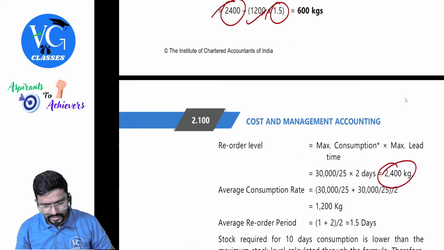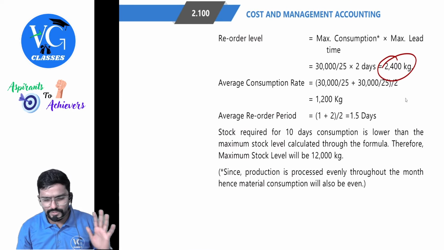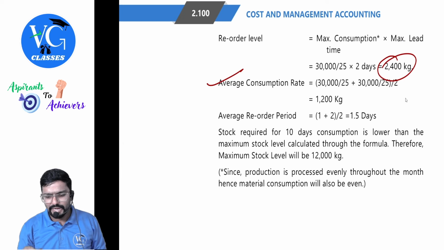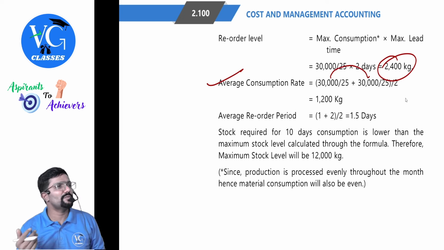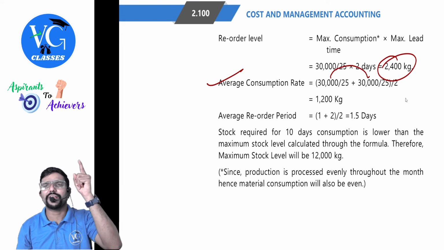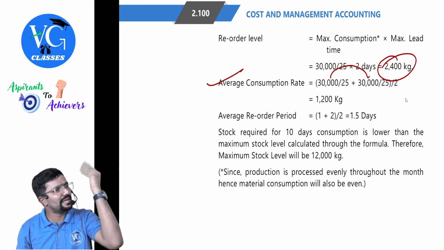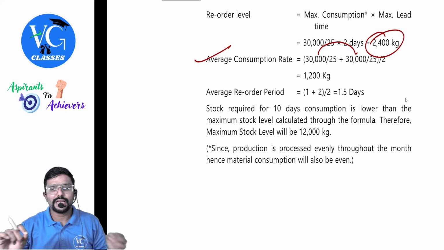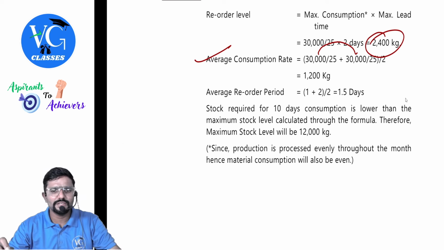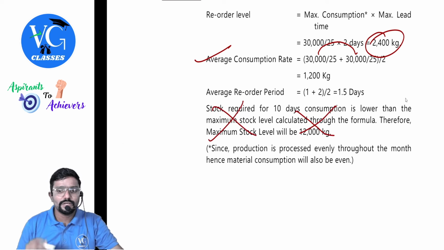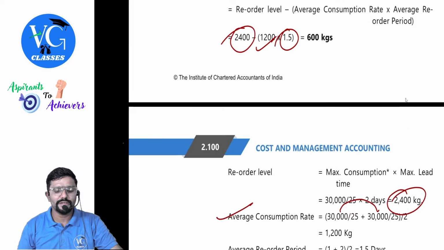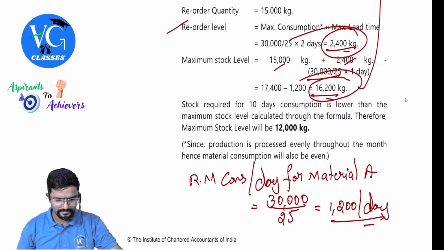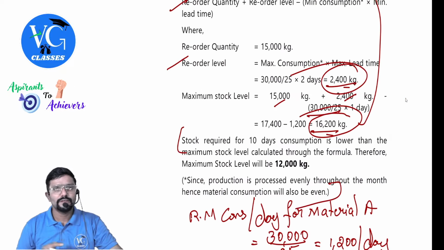Okay. Reorder level, again they have calculated and shown 2,400. Average consumption, as I told you, they have done minimum plus maximum all divided by 2. But as I made you write, minimum consumption, maximum consumption, average consumption, everything is the same. Stock required for 10 days consumption is lower than the maximum stock level calculated through the formula. Therefore, maximum stock, this is just a repeated tail-up. It was already given. Since production is processed evenly, this is also repeated. By mistake, they have given it here. It was already given here, right?